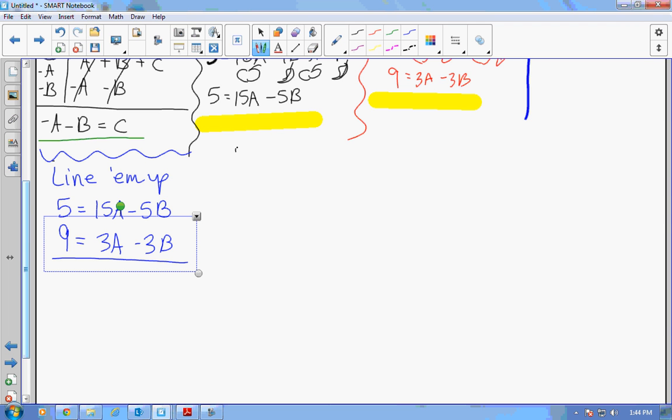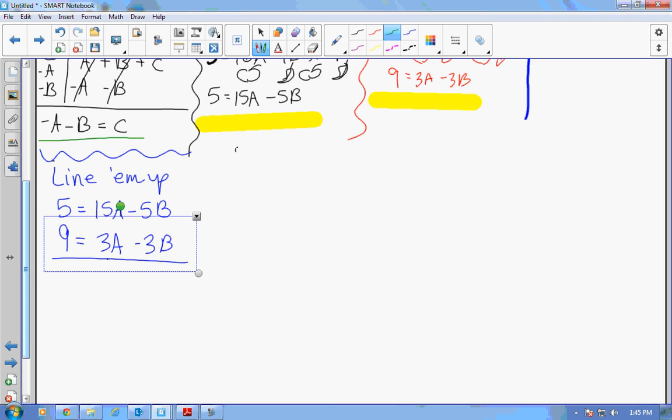The A's, because I can make the 3 become a 15. But I want it to be a negative 15, right? Because 15 minus 15 would be 0. So how can I change 3A to be negative 15? Tyler? Are they close? Negative 5.